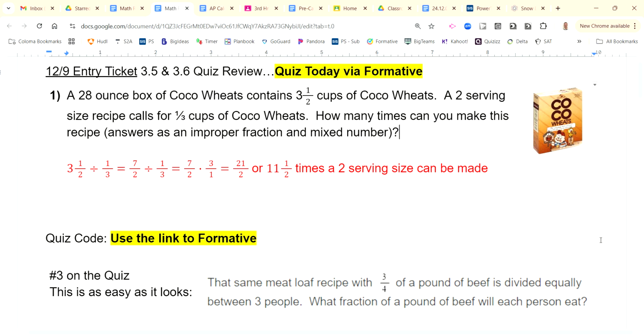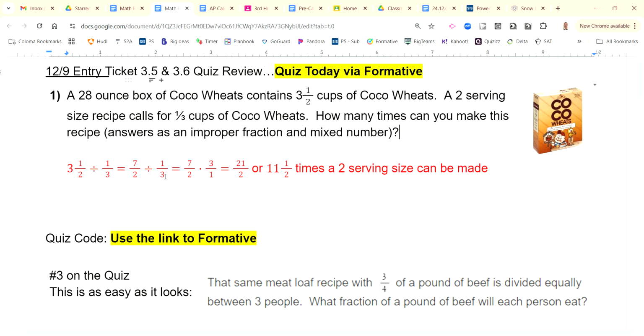So what we're doing is we want to see how many times 1/3 goes into 3.5. So we're doing 3 1/2 divided by 1/3. To start, you want to turn 3 1/2 into an improper fraction. So 3 times 2 is 6, plus 1. 3 1/2 is the same as 7/2. So our problem is the same as doing 7/2 divided by 1/3.